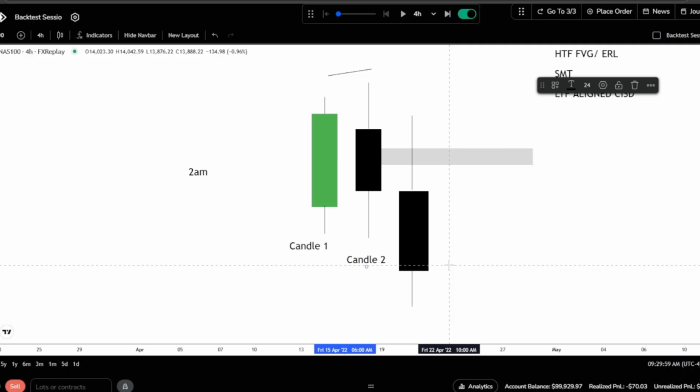Easy. Quick question: how does the 10 a.m. candle leverage the 950 to 1010 macro?